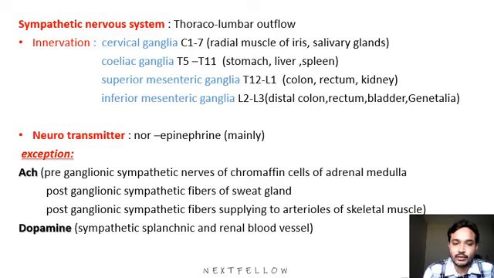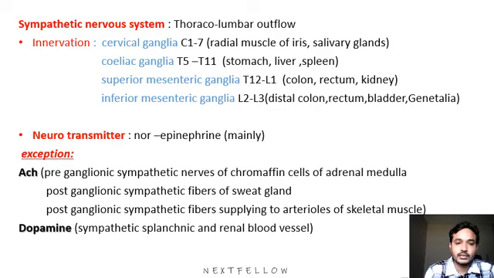Here the main neurotransmitter is mainly norepinephrine, but the MCQ will be focused on the exceptions. What are the exceptions? Acetylcholine also acts as a neurotransmitter in some nerve parts. Similarly, dopamine also acts. The main MCQ focus is what those exceptions are.